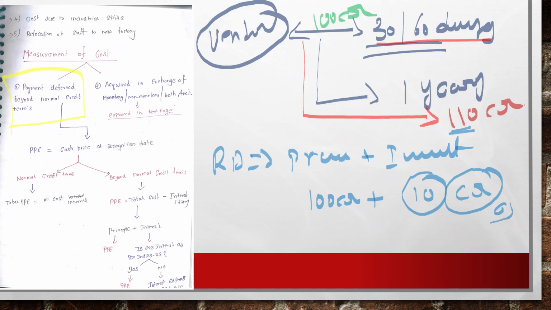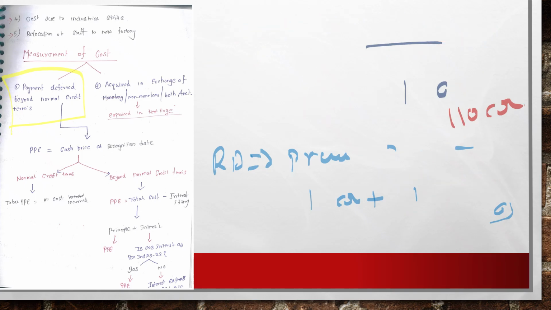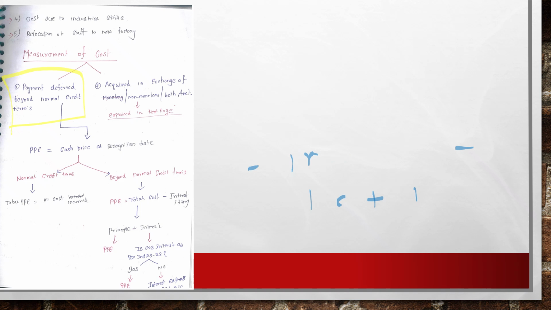So I will give one example also. I will write one accounting entry. You will identify that on the recognition date and at 1 year and so on. So first of all, you identify the dates and all.